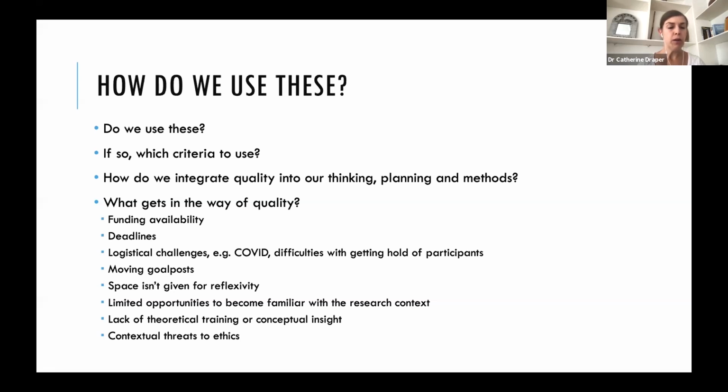For many things, we learn these things as we go along, and we don't always have explicit theoretical training around these things, or necessarily the conceptual insight. And then in some instances, there are some contextual threats to ethics, and ethics is one of the things that's mentioned. It's not that it forces us to be unethical, but it makes things not always fall into the neat little boxes that these criteria and checklists can sometimes imply.